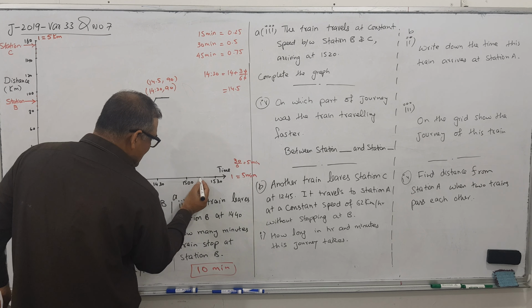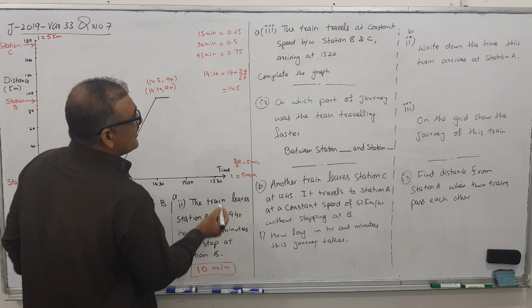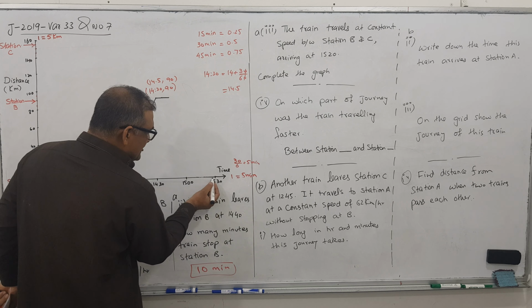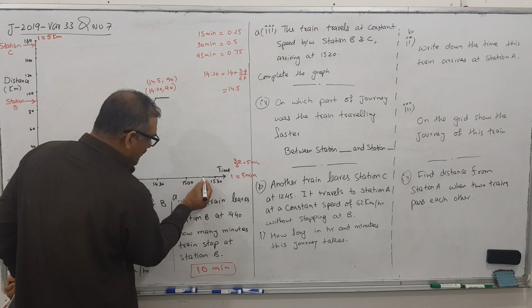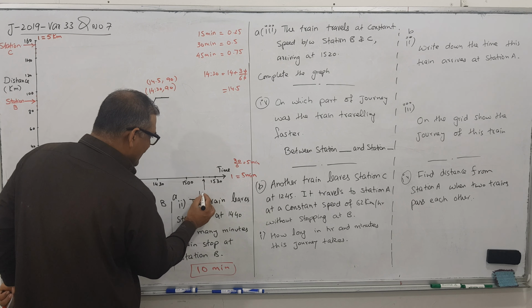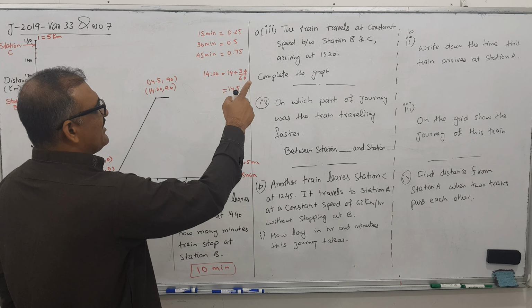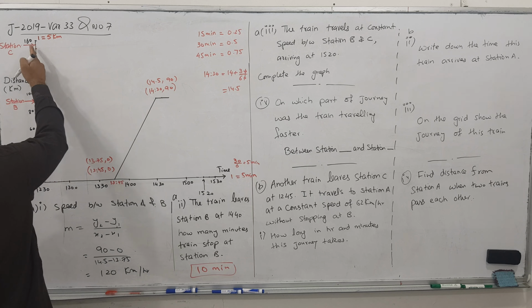Okay, so 6 boxes, and 1 box back is a 20, 15, 20. So yes, 1 box back and 2 boxes back. This is a 15, 20. This point is a 15, 20. Okay, so it arrives at station B. Okay, graph complete. And station C is here.